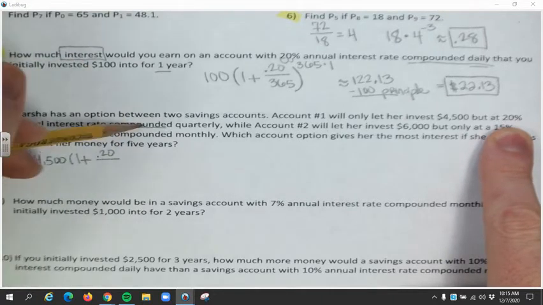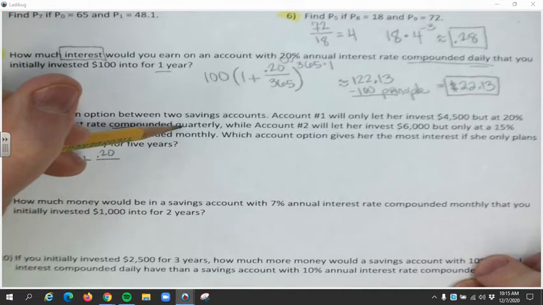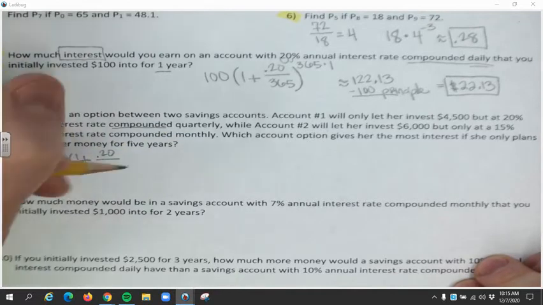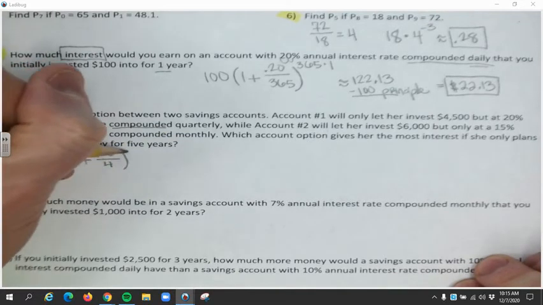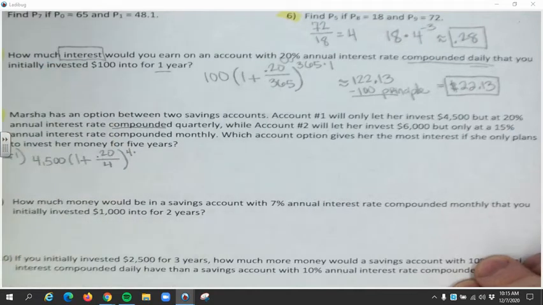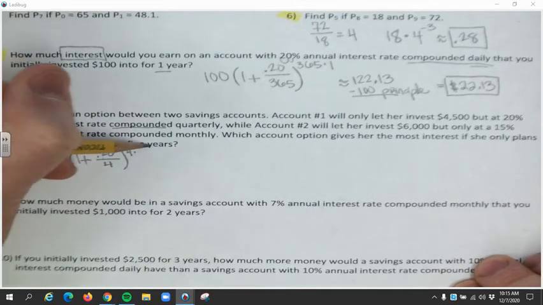It says compounded quarterly. Think of how many quarters there are in a dollar, how many quarters there are in a year. There are 4 quarters in a year. That 4 also goes up here. It says I'm going to invest the money for 5 years in both accounts. That's 4 times 5.